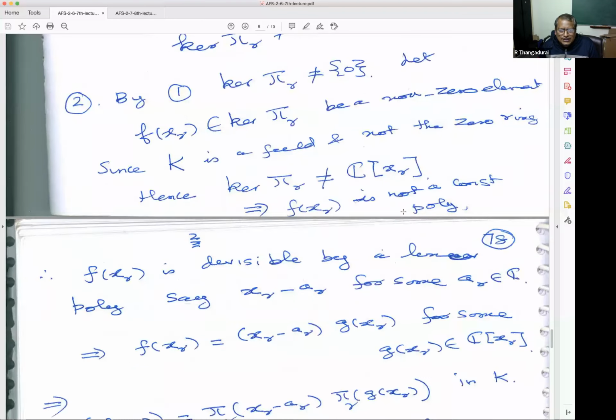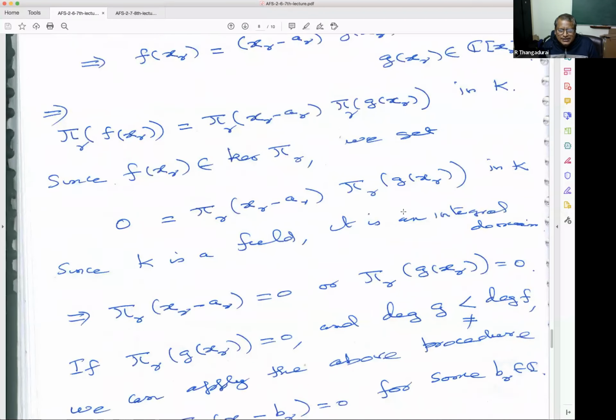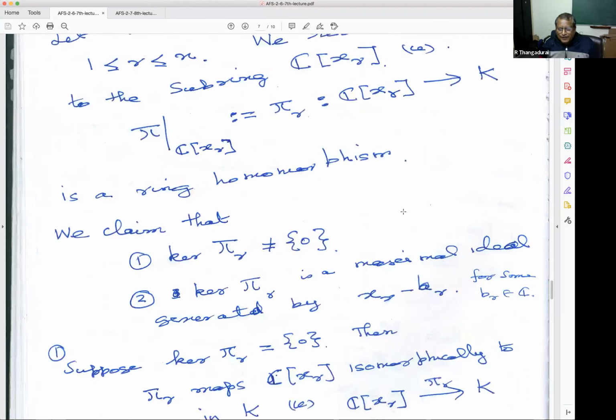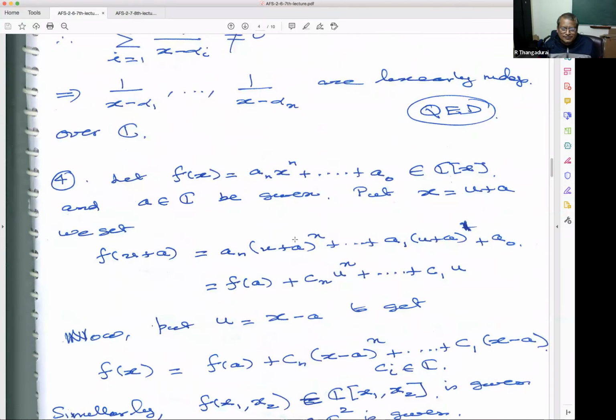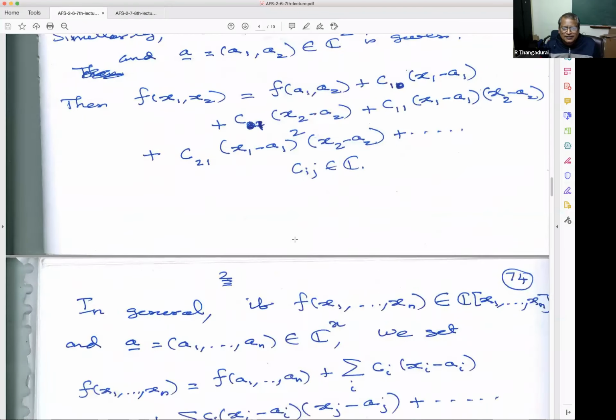So this Hilbert Nullstellensatz says that every maximal ideal in the n variable polynomial ring over C corresponds to a point in C^n. Okay, that's what it says.